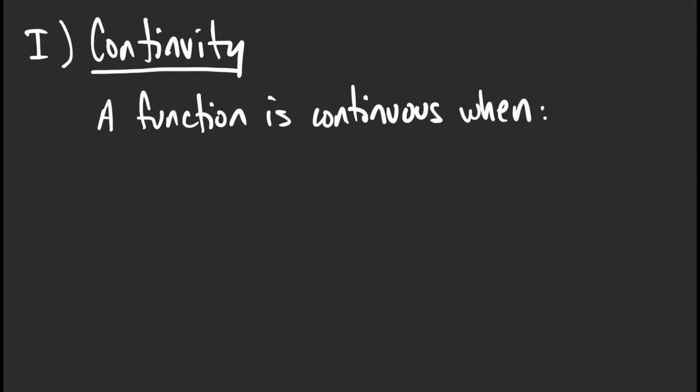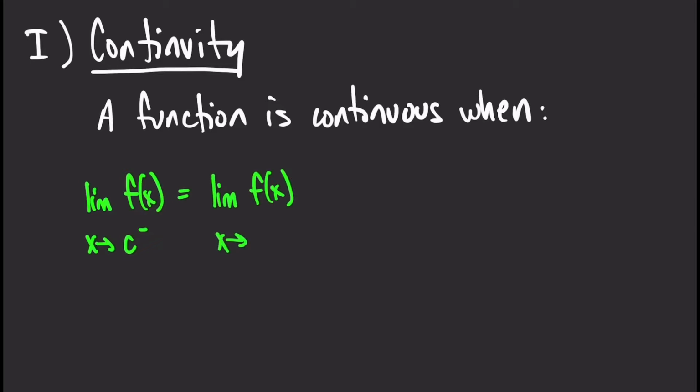All right, so what makes a function continuous? Well, I'm going to throw this math definition at you right now. The limit of f of x as x approaches c from the left equals the limit of f of x as x approaches c from the right equals f of c.